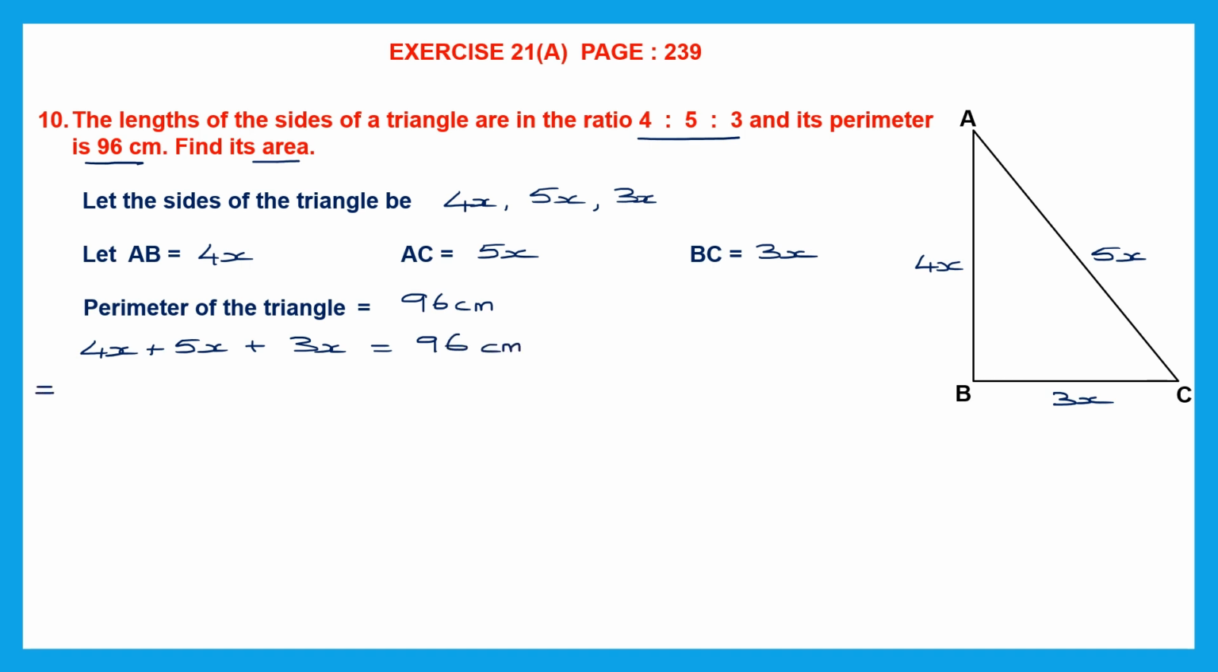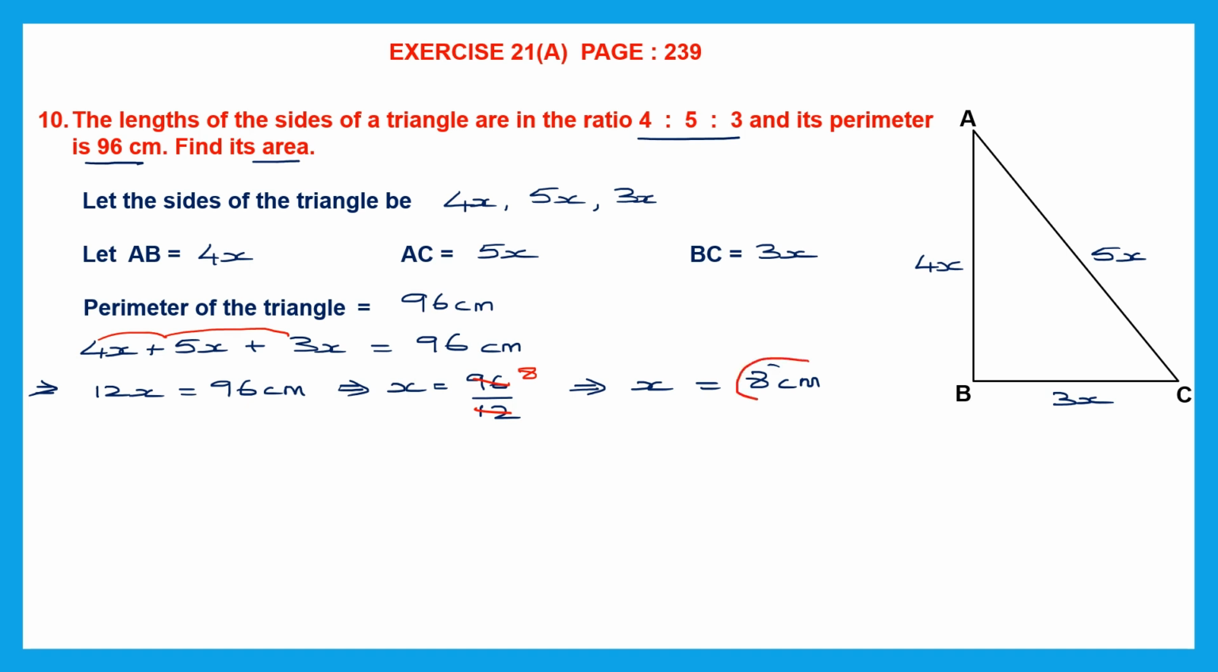So here what do we have? 4 plus 5 is 9. 9 plus 3 is 12. So we have 12x is equal to 96 centimeters. So what is the value of x? x will be 96 divided by 12. Now we know 12 ones are 12, 12 eights are 96. So we have found the value of x. x is equal to 8 centimeters.